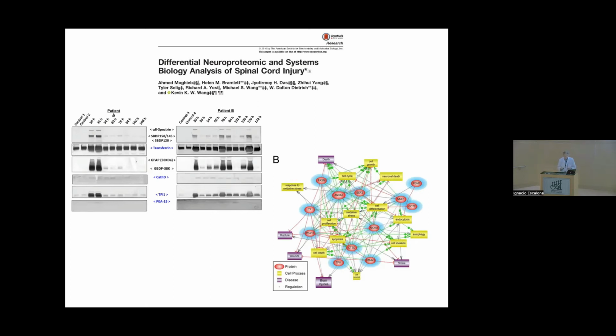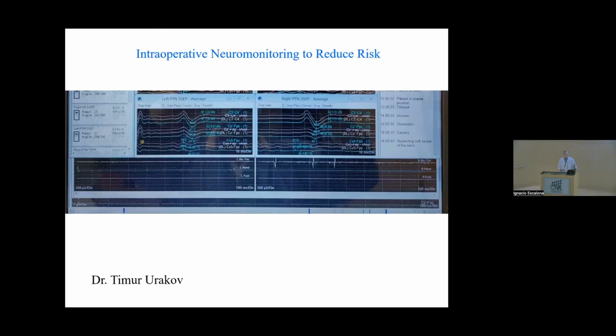And getting back to patient heterogeneity, you can just see with the GFAP here the heterogeneity of these two patients. Both of them are ASIA A, but you can see over time, days after injury, you have different types of biological effects happening in one patient versus the other. So patient heterogeneity is an issue. I thank Timur for this particular slide.